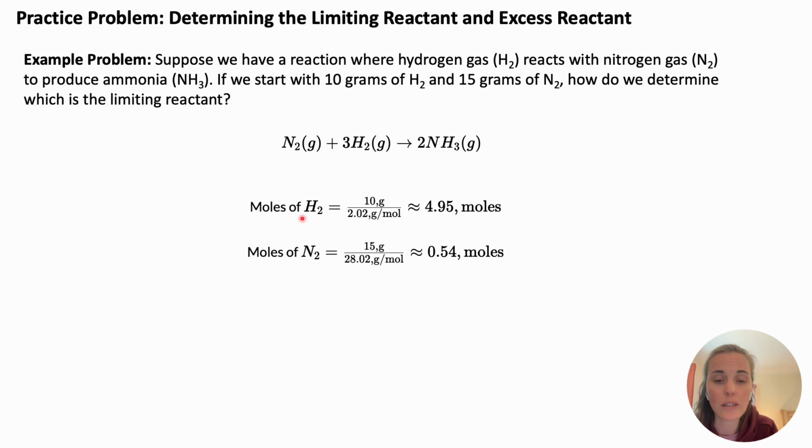So the next thing is you're going to convert all these grams that you were given over to moles. And so this is how we would normally write 10 grams times 1 mole over 2.02 grams of H2. That's just your molar mass of H2 from your periodic table times 2. And then this is the same thing with nitrogen. So they converted it over to moles, which is 4.95 moles and 0.54 moles.